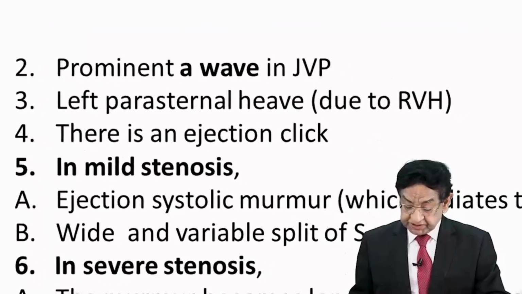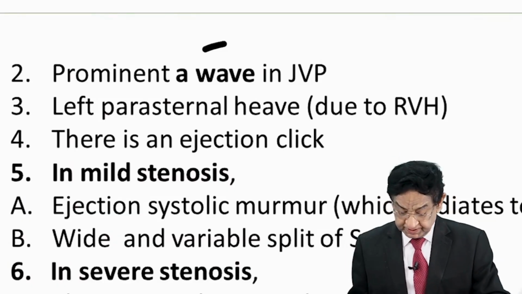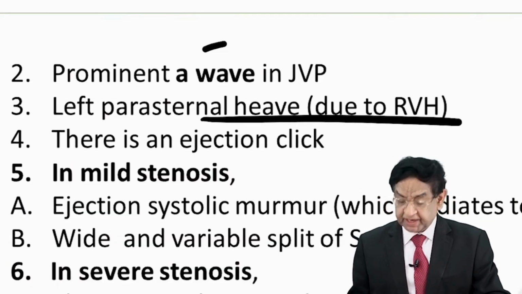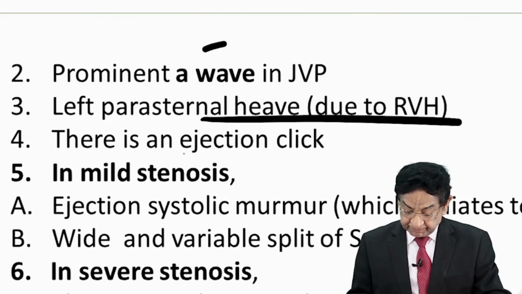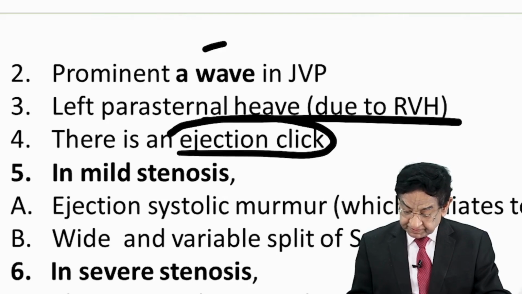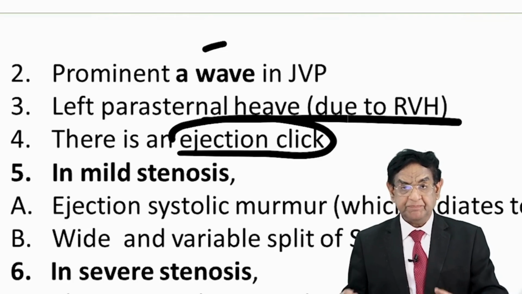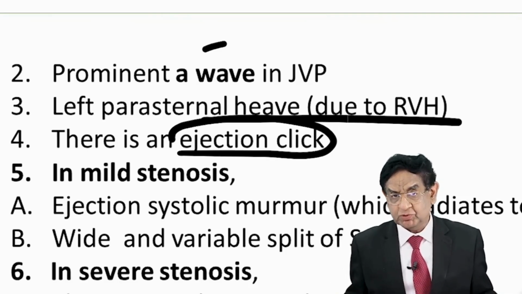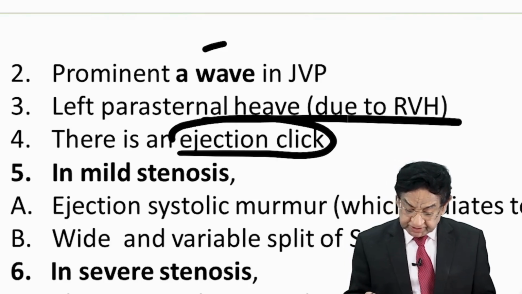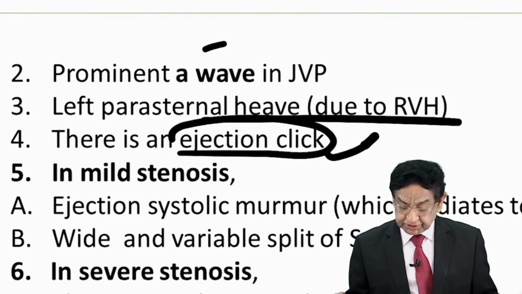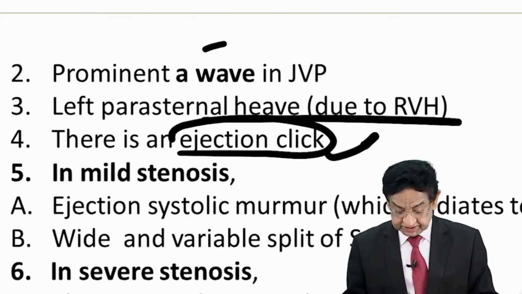Prominent A wave in JVP will be there, as I told you, all back pressure. Left parasternal heave due to right ventricular hypertrophy. Ejection click will be there. That means when the pulmonary valve opens, it can produce a sound, the so-called ejection click. So there are three signs, and this is the single most important thing. Why it is so important, I'm going to discuss just now.